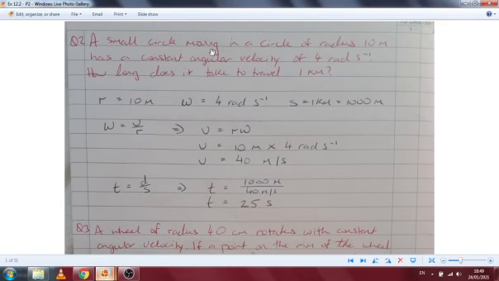We then have a small object, I wrote that wrong, moving in a circle of radius 10 meters with a constant angular velocity of 4 radians per second. How long does it take to travel 1 kilometer?